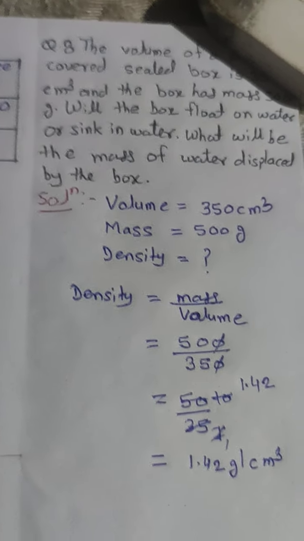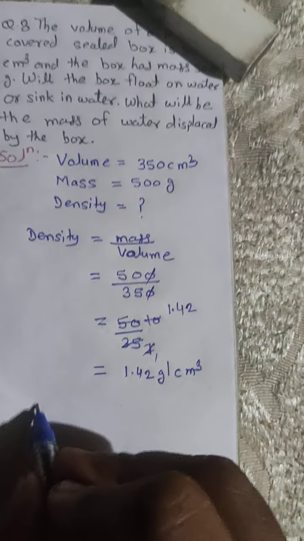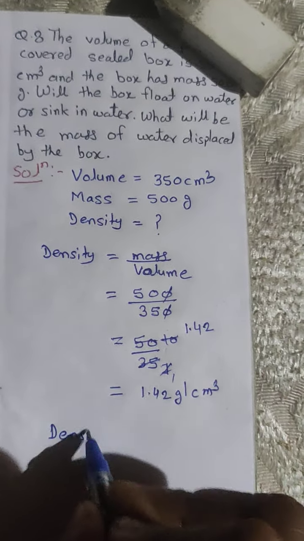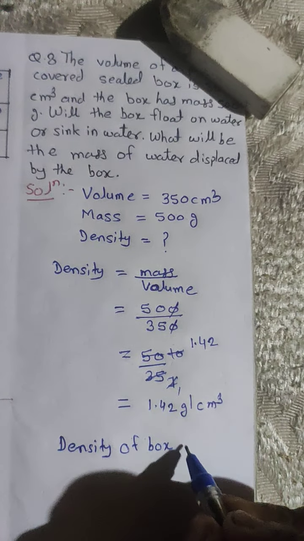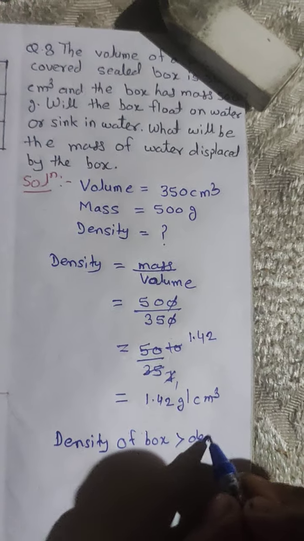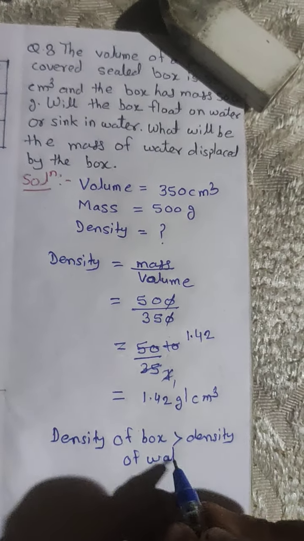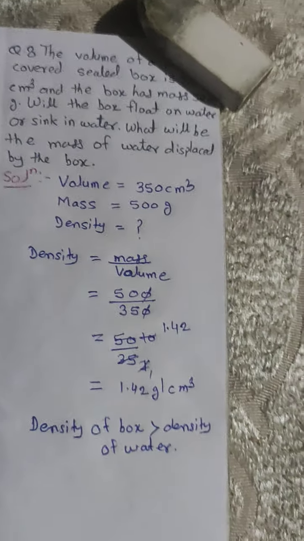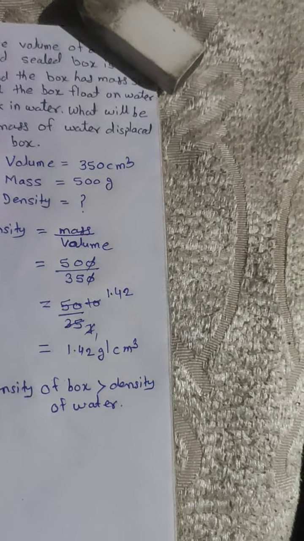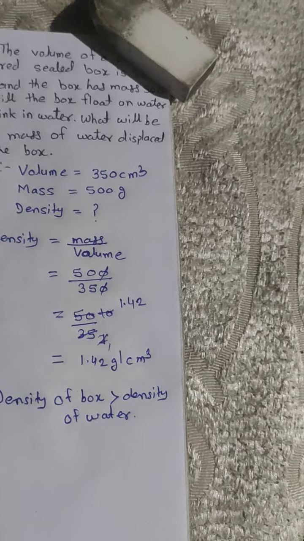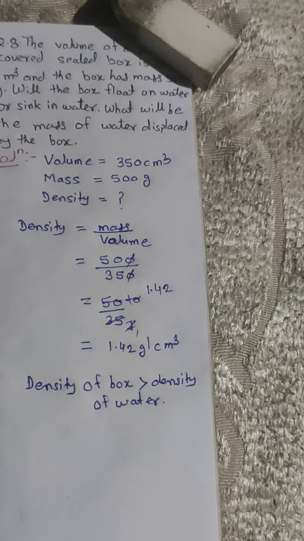See here, in this sum, the density of the box is greater than the density of water. We know the density of water is 1 gram per centimeter cube. If the density of an object is more than the density of water, then it will sink.